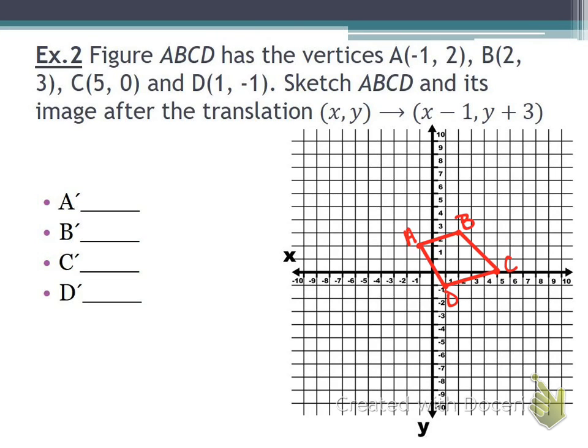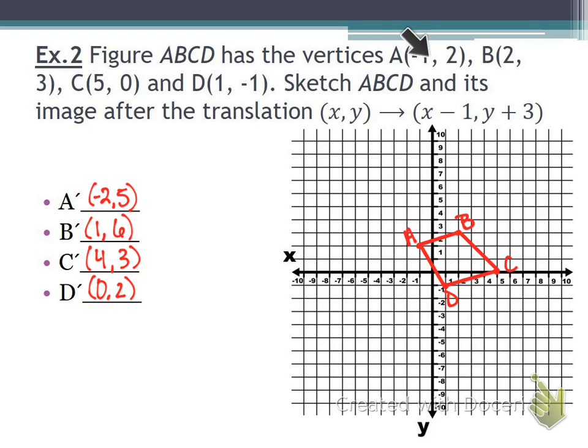All right, who wants to tell me what they got for their coordinates for A prime? Kobe? Negative 2 comma 5. What about B prime, Paris? 1, 6. Maj, C prime? 4, 3. And D prime, Ari? 0, 2. Do we all agree with these?